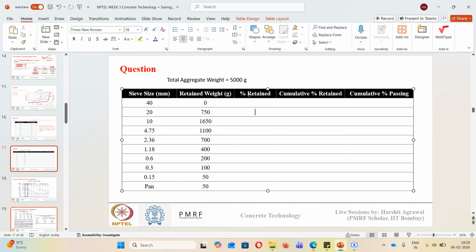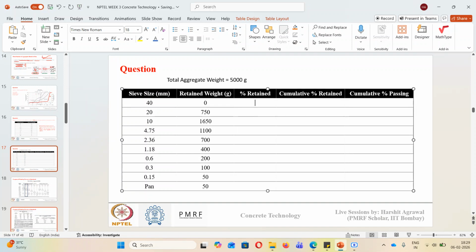What we want to calculate is percentage retained, cumulative percentage retained, and cumulative percentage passing. The cumulative percentage passing column will give me my gradation curve. Up till 4.75 mm, whatever value I get here will define my coarse aggregate, and whatever value I get from here to here will define my fine aggregate. So how will we calculate cumulative percentage retained?